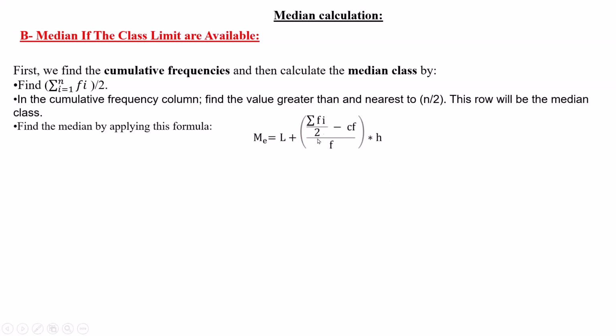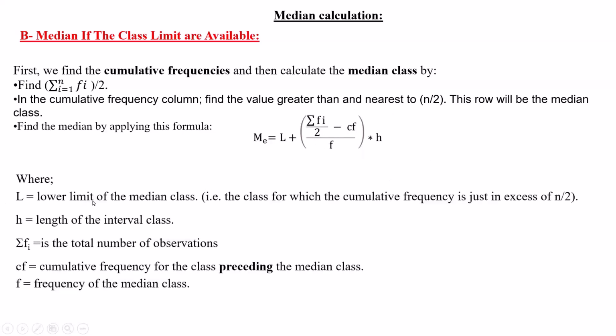We have this formula. Let's understand the symbols. L, lower limit of the median class. H, length of the class interval. Summation of Fi is the total number of observations. Cf, cumulative frequency for the class preceding the median class. F, frequency of the median class.